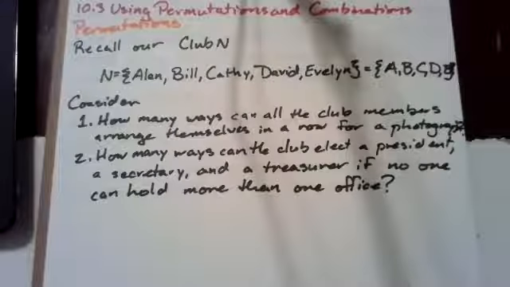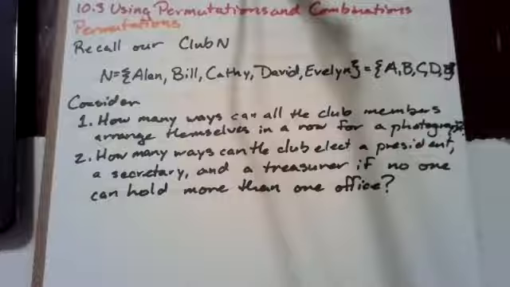In this video, we will discuss permutations. Recall our club N, where N is the set of Alan, Bill, Kathy, David, and Evelyn, or A, B, C, D, E.